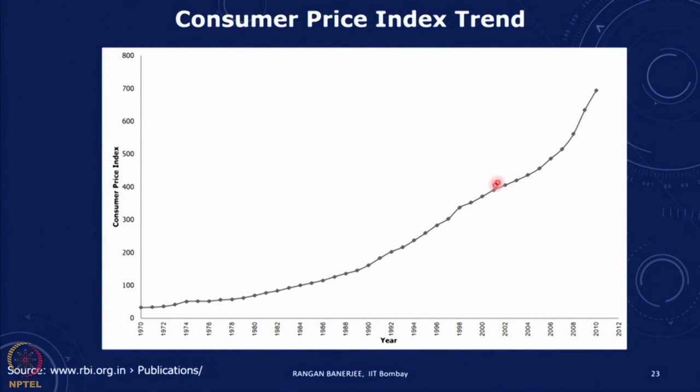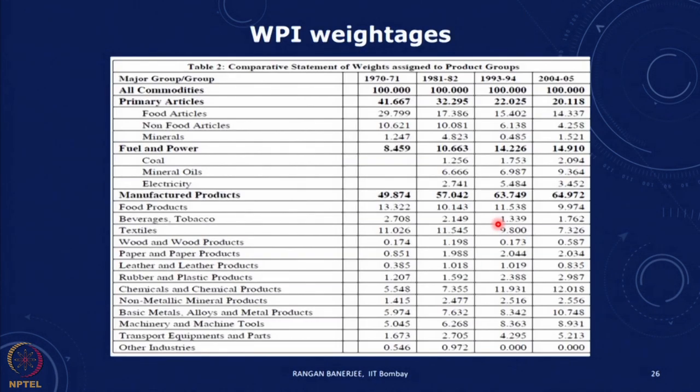As I told you, in our country we've had inflation, and prices have constantly increased. There's only one year where prices decreased, between 1975 and 1976, the year in which the Emergency was declared, which resulted in this decrease in prices. But in general, overall, this is how this is computed.